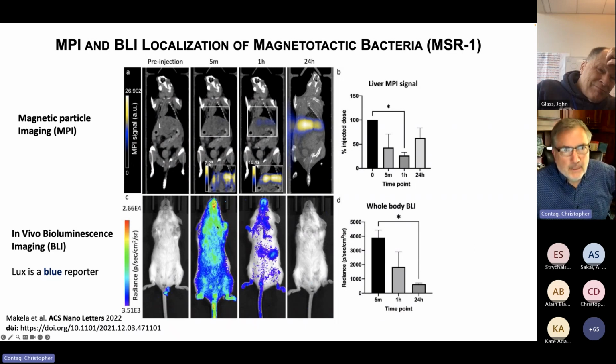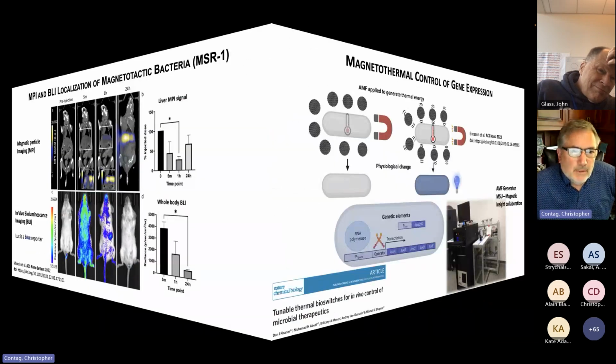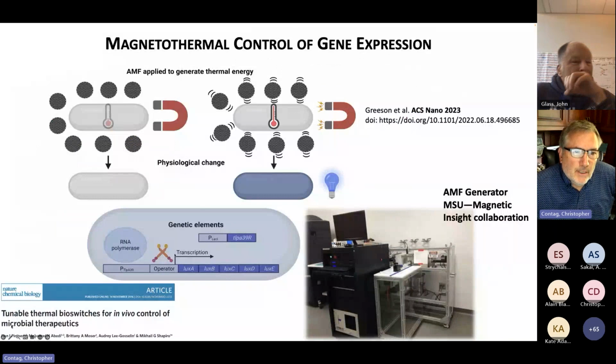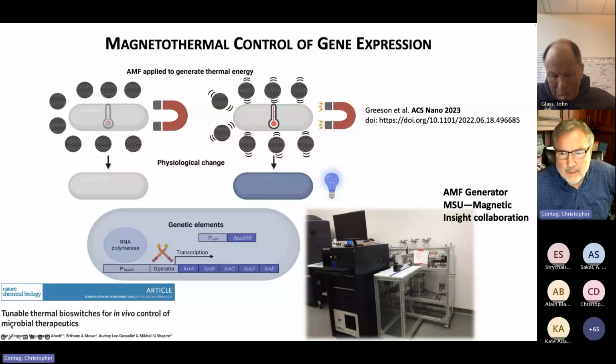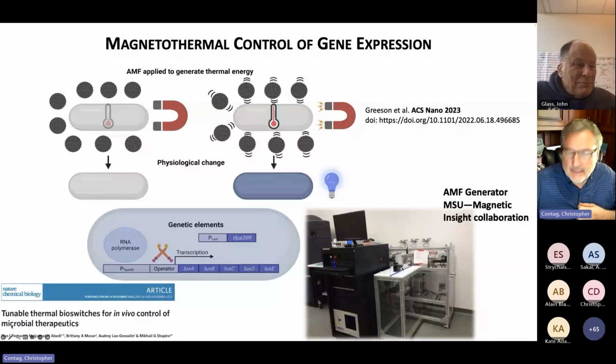So we can track these bugs. We can ask how long they last, how long they last in the liver, where they go. We can put fluorescent tags in them and look at them in the cells in the liver. We can also demonstrate that we could melt off temperature-sensitive repressors from operators and turn on luciferase signals using an alternating magnetic field generator that was built as a partnership with Magnetic Insight.